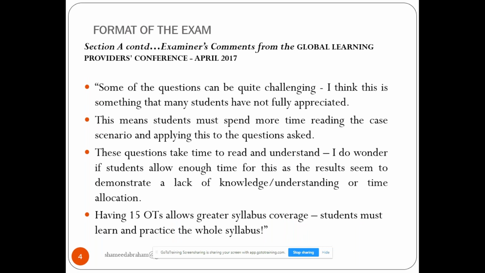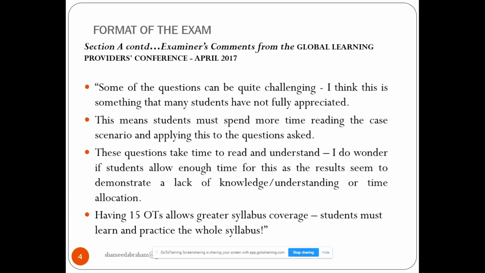The examiner has stated that these questions can be quite challenging. In the words of the examiner, it's an area of the exam that students have not fully appreciated, that these questions can be quite challenging.